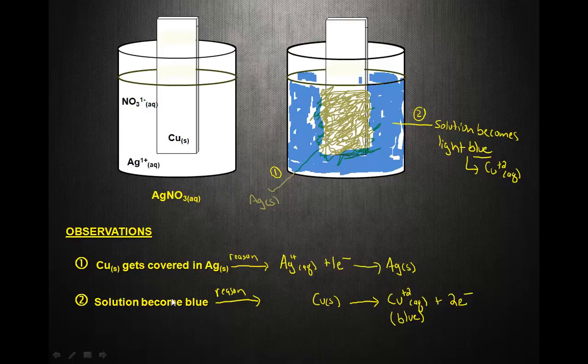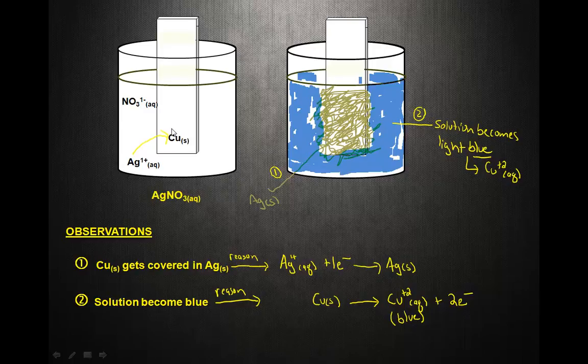We can draw a little diagram and just put the pieces together in our first picture here. Now, the way I like to do this is I like to use a scenario where one thing is trying to be the bully and the other thing is trying to be the victim. So what's happening here is Ag plus is going up to copper and saying, give me your electrons.